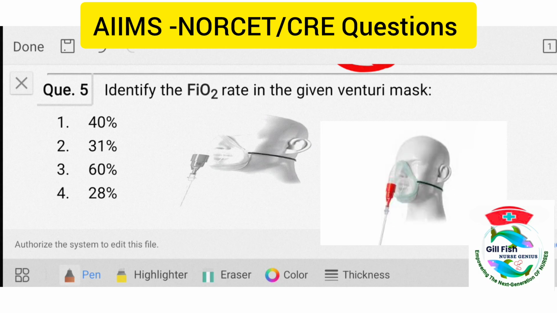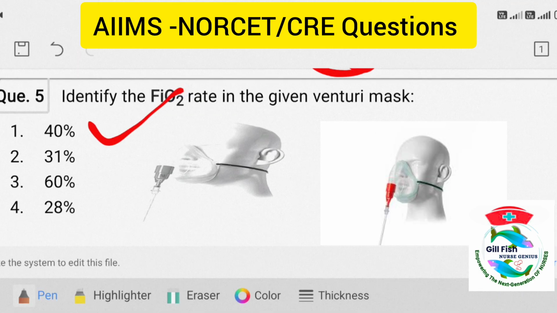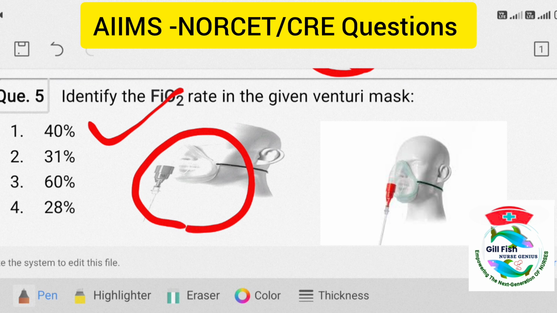Okay, fine. Next, question number 5. Identify the FiO2 in the given Venturi mask. See, this is a Venturi mask. You know the purpose of a Venturi mask: we are going to give a set oxygen concentration. Actually, they have given the color code here, but it is not visible. Option 1 40%, option 2 31%, option 3 60%, option 4 28%. The correct answer is 40%, because they have given the Venturi mask, it is 40% FiO2. So option 1 will be the correct answer.